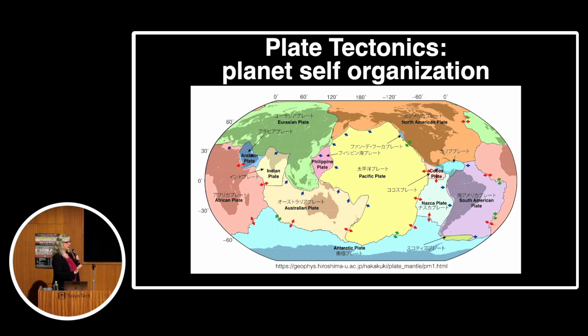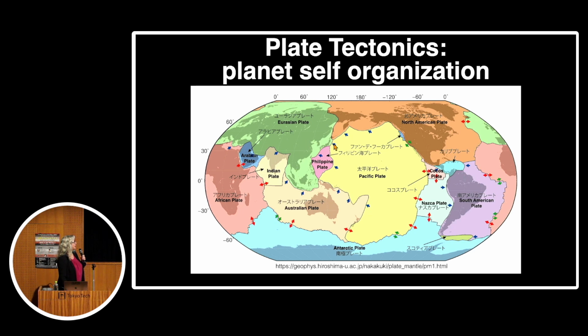Now, plate tectonics is unique to Earth. Plates are defined by the presence of earthquakes. So it's these narrow zones where the earthquakes occur that define the edges of what we call the plates. And we call them plates because they're like a plate that you eat on. They're very solid and stiff. All the motion is concentrated at the edges.